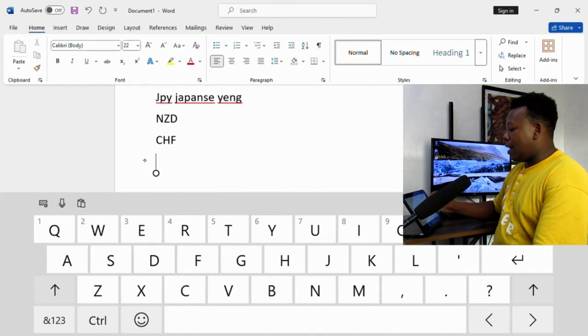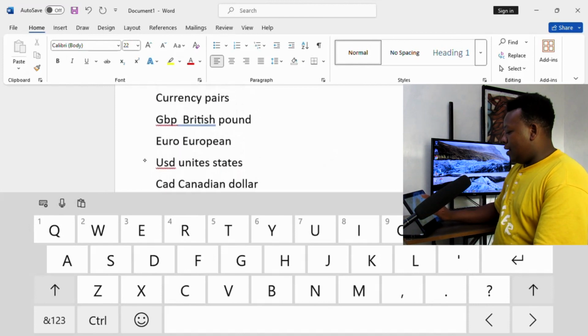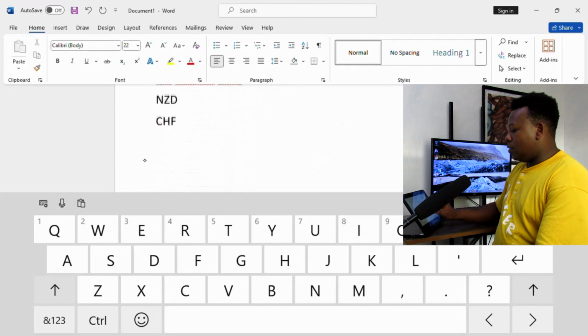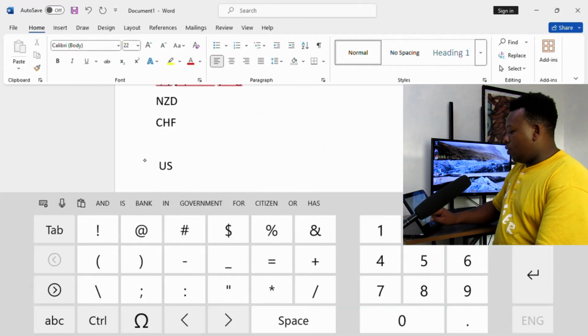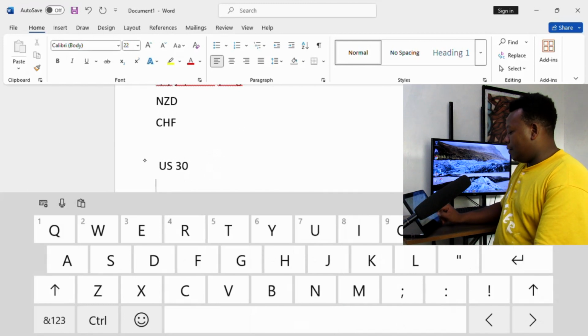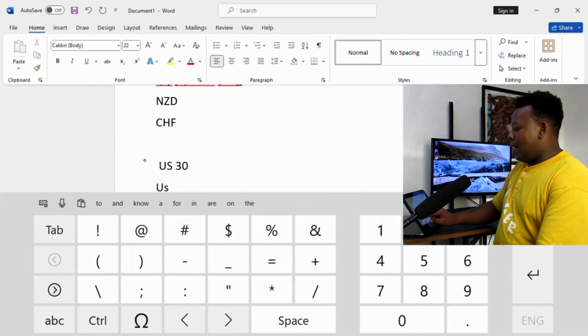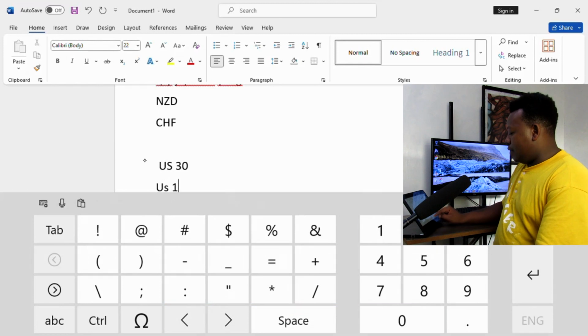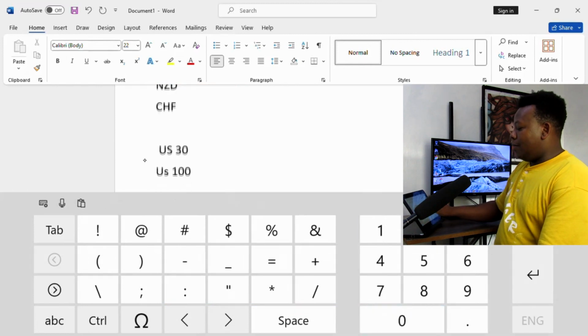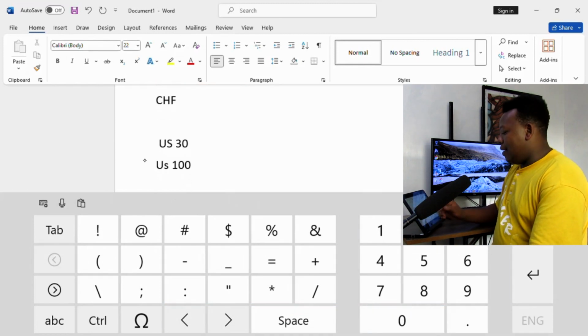Apart from the currencies, we also have things such as indices, which you can get to trade. We are talking about things such as the US 30. Since this is just a basic lesson, I won't be getting into more details about these. We also have the US 100. All those fall under the category of indices.